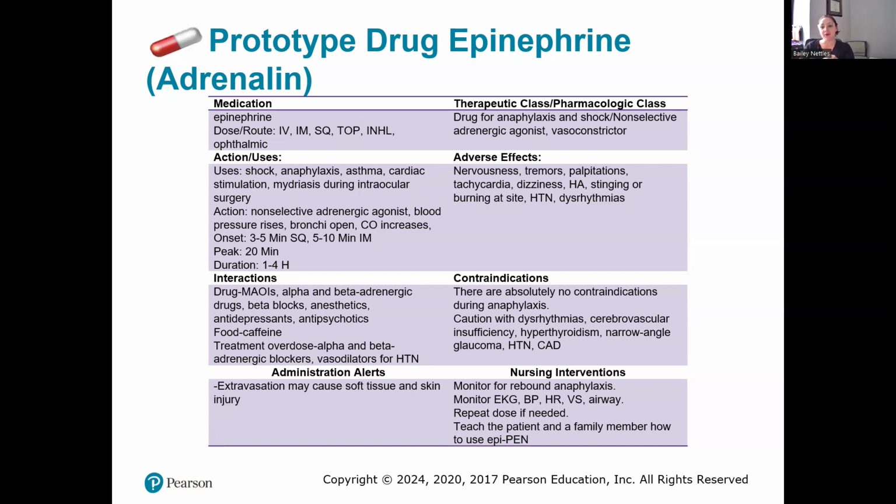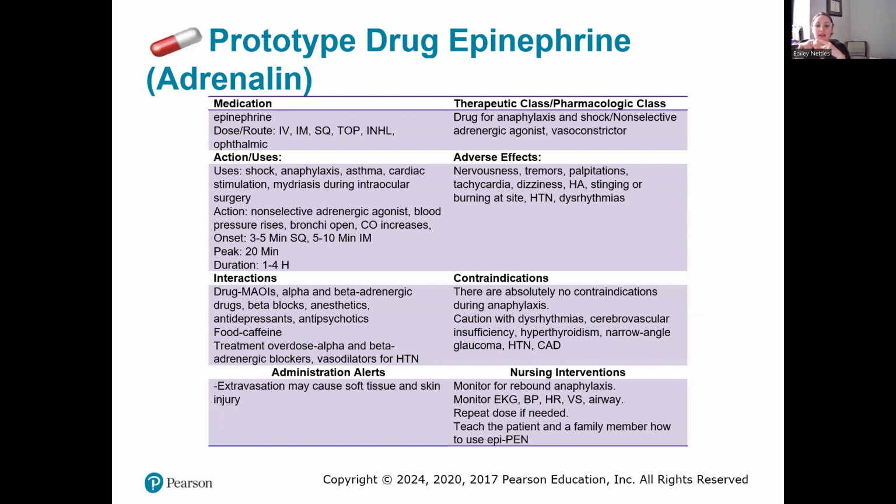All right. Caution for dysrhythmias, cerebrovascular insufficiency, hyperthyroidism, narrow angle glaucoma, high blood pressure, CAD. So if they're going to need the IV solution for shock, cardiogenic shock, something like that, then that's when we worry about the contraindications. If we're giving it for the intraocular surgery, that's when we worry about the contraindications. Okay. If it's anaphylactic shock, I don't care, you're getting it. Okay. Unless you tell me no, then I won't do it.